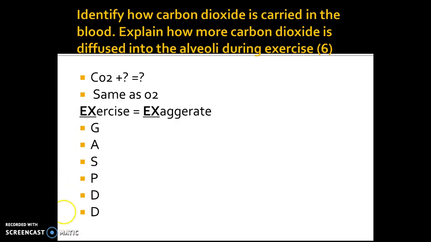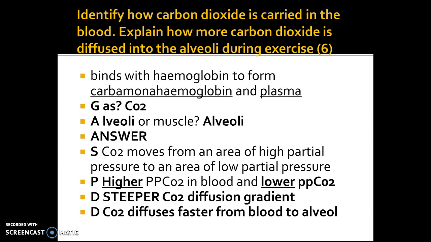Then we'll talk about where the partial pressure is high and where the partial pressure is low, but because it's exercise we have to exaggerate that point. Then if you've got a higher partial pressure of carbon dioxide in one place and a lower partial pressure in the other place, that causes a CO2 diffusion gradient, therefore a steeper diffusion gradient because it's exercise, and that leads to that gas diffusing faster. Put into correct terminology, you can have a read through that. So they're your key bits.